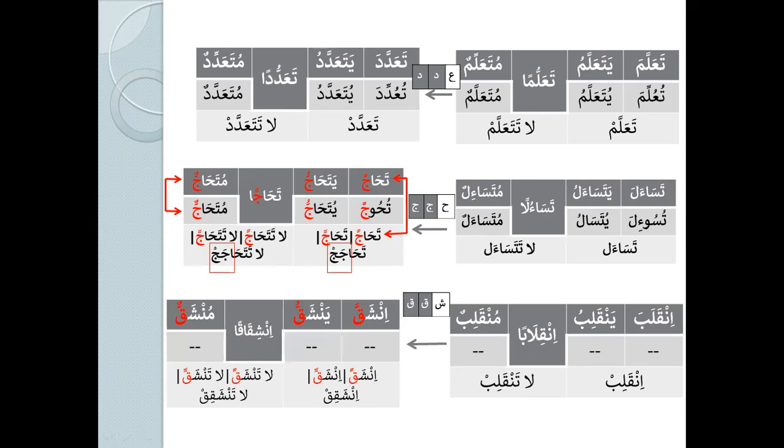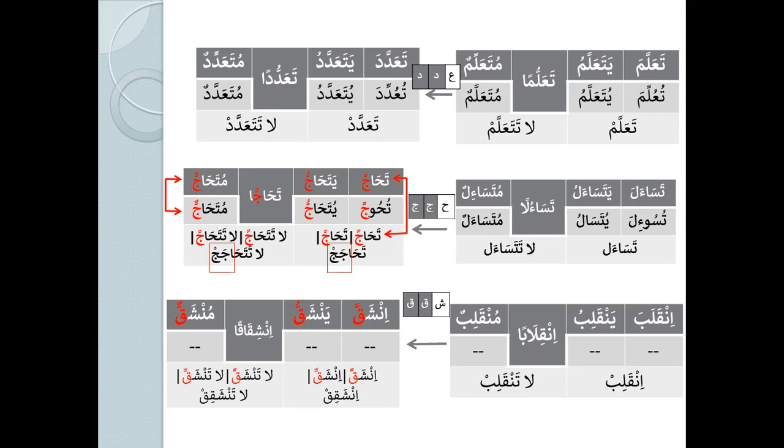We have a few irregularities over here. Over here, again, the simple thing is that the letters are fused. So we put sheen, qaf, qaf. So they just fused together like this. Then we have inshakka, yanshaku, yanshaku, inshikakan, and munshakun. And then we don't have a passive line for it. So we will say inshakka.